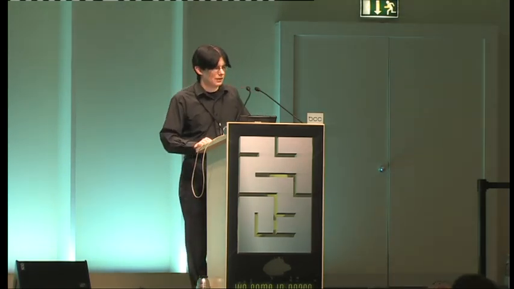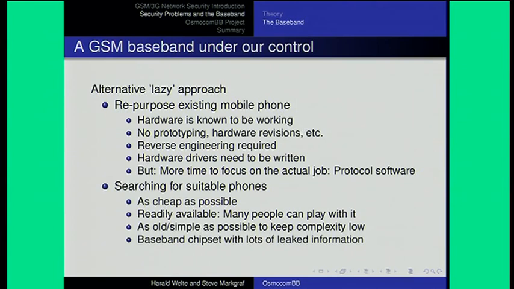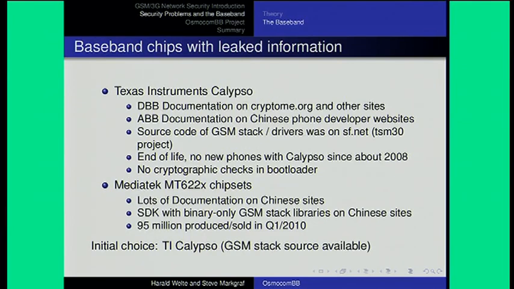And of course, you want to use a baseband chipset where a lot of information is known that shouldn't be known. The result of this was we went for the Texas Instruments Calypso chipset, where the digital baseband documentation, interestingly, appeared on Cryptome quite a number of years ago already. The analog baseband documentation you can find on Chinese telephone developer websites, which are a very useful resource, by the way. Sites like 52RD, BBS, and others are a real fountain of wealth of information.